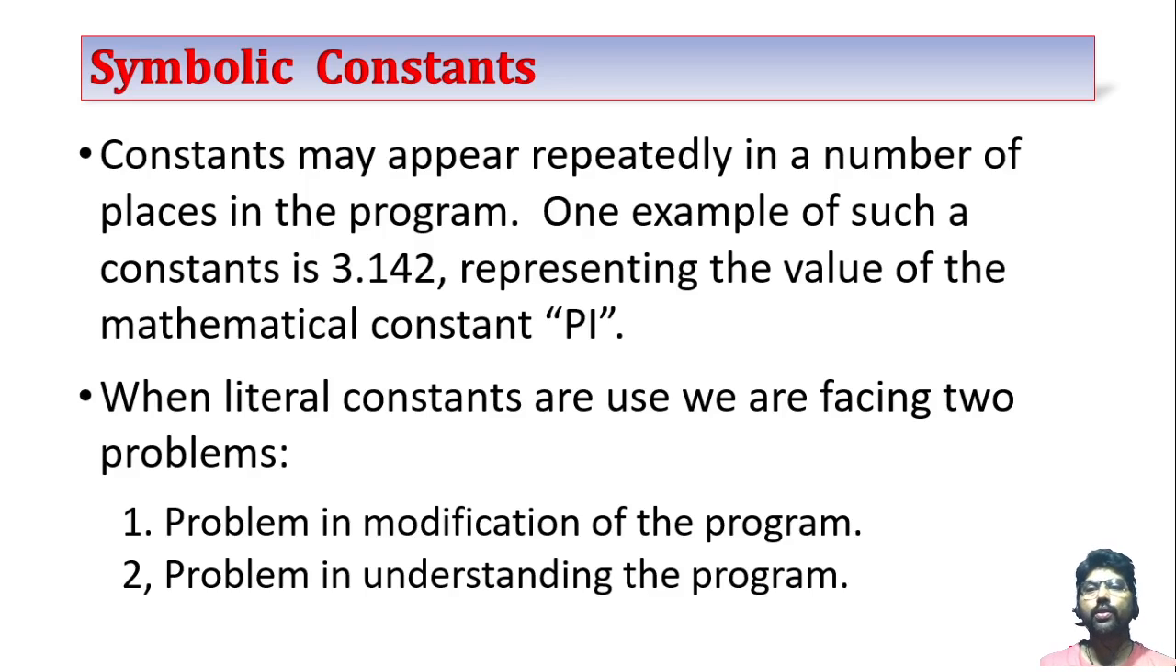Next one is symbolic constant. We use constants in many places in our Java programming. For example, if I write some mathematical program, I have used the number 3.142 in many places. This 3.142 is nothing but the mathematical constant pi value. I use this number 3.142 in many places in my program.